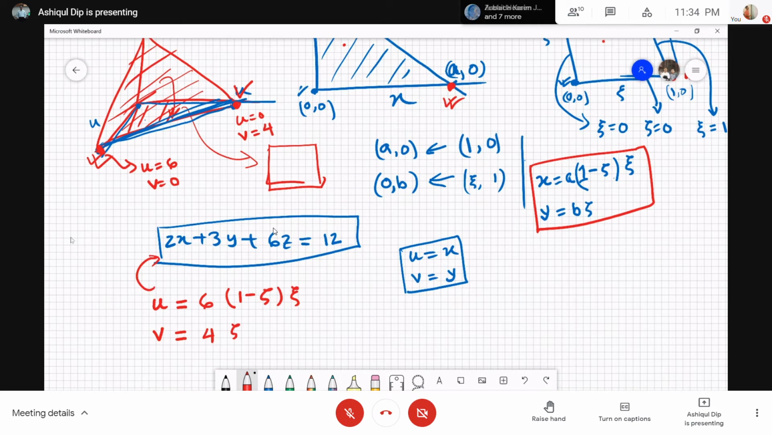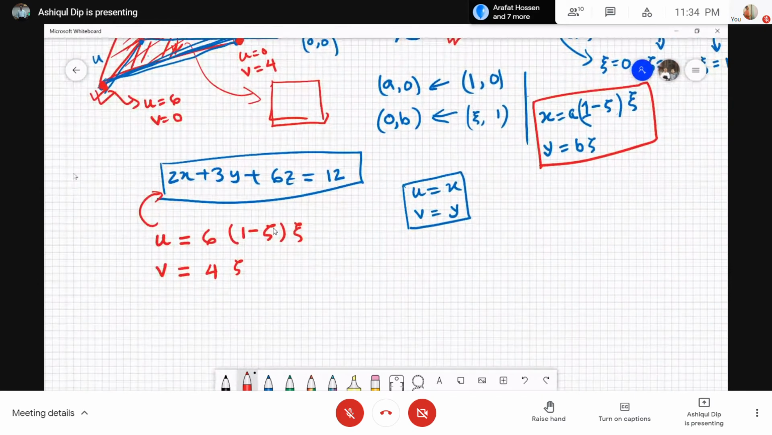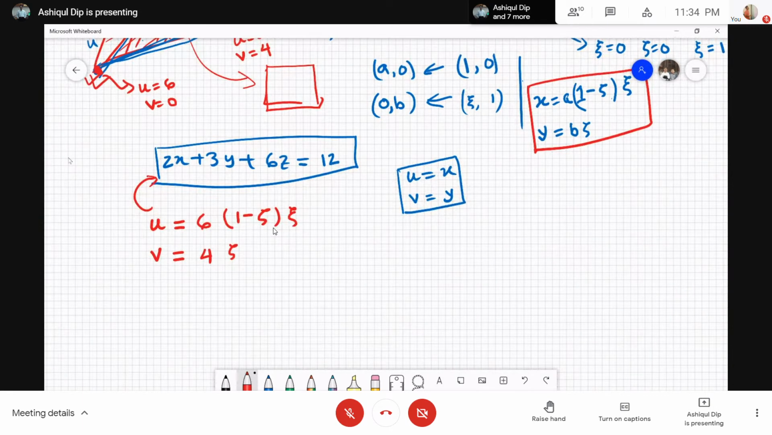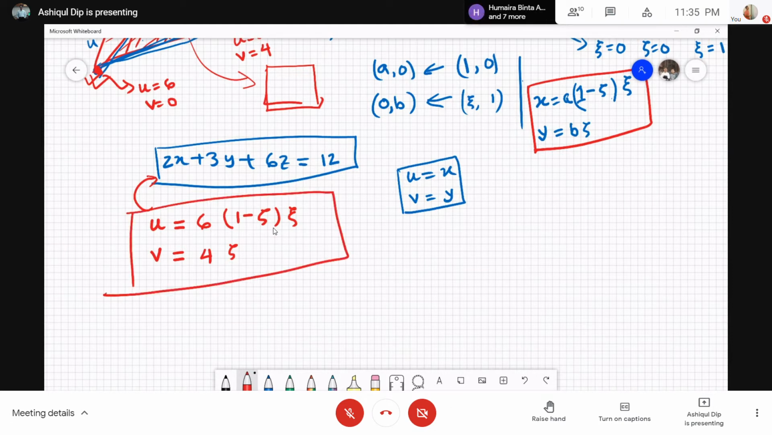So z equals that. Actually, no. All we need is the limit for u and v. That's all. So here is the equation of surface, and actually x and y are related by this relation. So x equals this, y equals this. We need something else actually. We need our z to be 0, right? Yeah, we need our z to be 0.